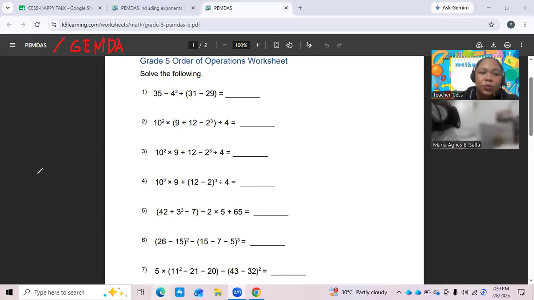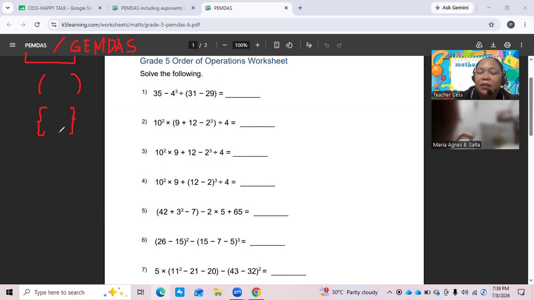All right, so tonight we will have PEMDAS, or what we call GEMDAS. The difference between PEMDAS and GEMDAS is the letter P and G, but they have the same meaning or symbols used. What is the symbol used to indicate the parentheses and grouping? You can use parentheses or brackets like that.